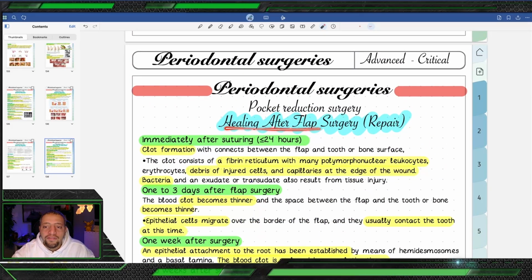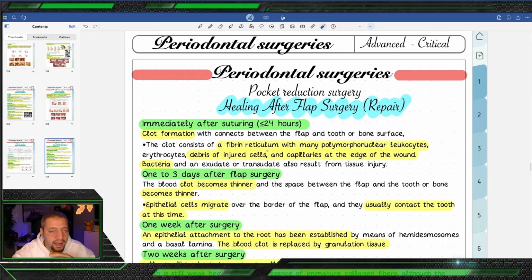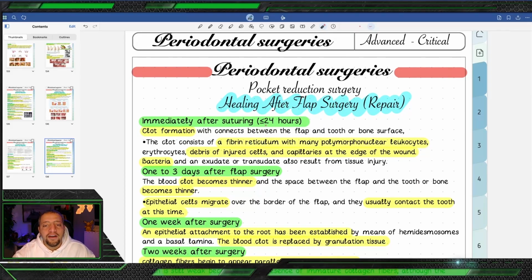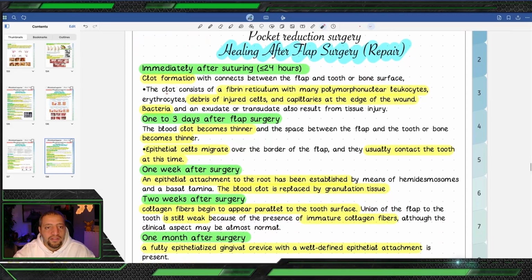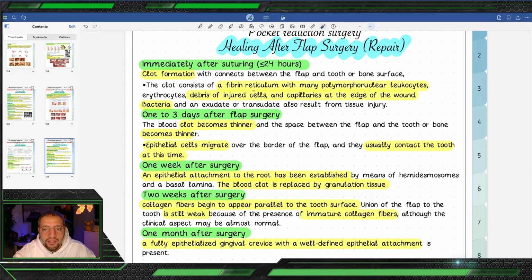Okay, healing after flap surgery. So we discussed healing after the gingivectomy. How about healing after flap surgery? It's almost the same, but with a different time frame. Immediately after surgery, within the first 24 hours, we have clot formation, with contact between the flap and the tooth or the bone surface. The clot consists of fibrin reticulin with many polymorphonuclear leukocytes, which is PMN, and debris of injured cell capillaries at the edge of the wound and bacteria.